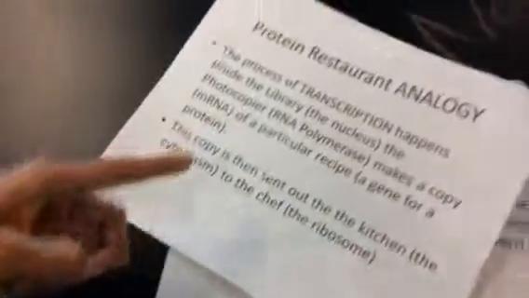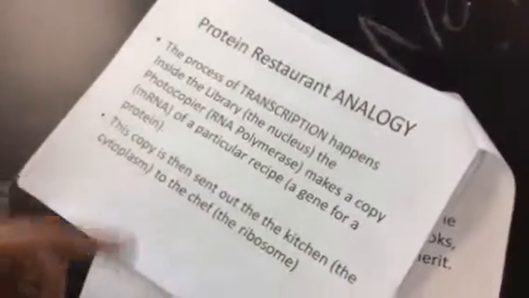Protein restaurant analogy. The process of transcription happens inside the library, so the nucleus, and the photocopier, RNA polymerase, right here, makes a copy, the mRNA, of the particular recipe, a gene for a protein.